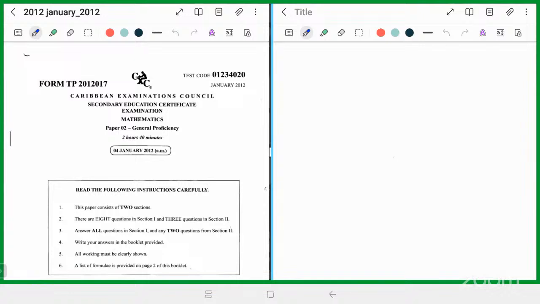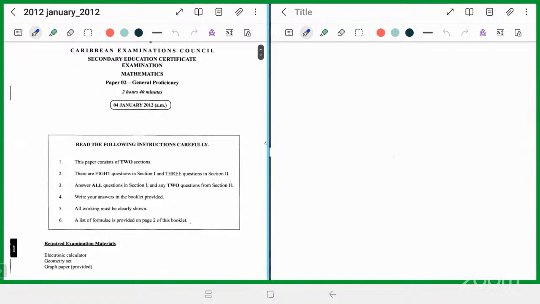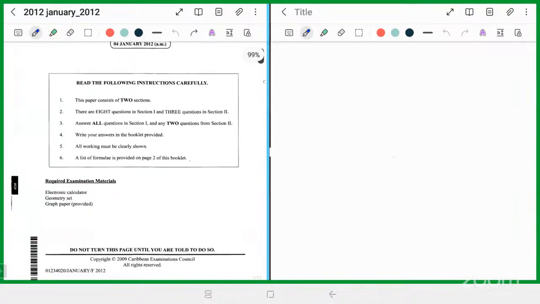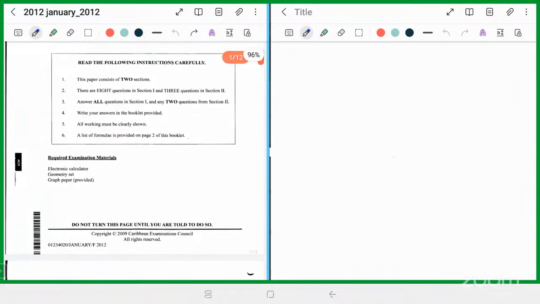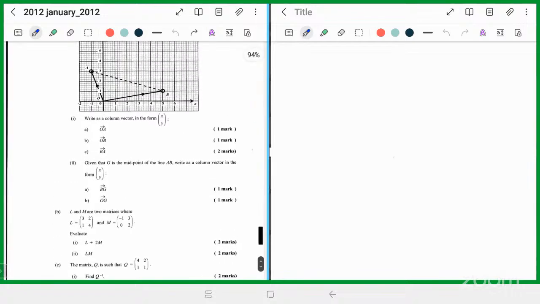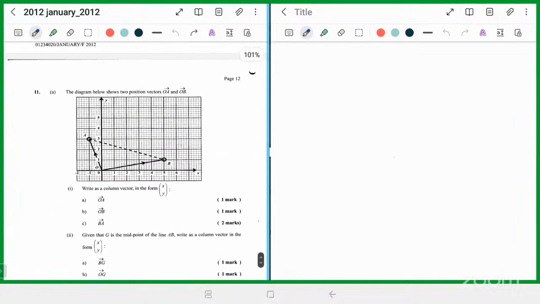All right, so we're going to work through this paper that I gave you. The questions are from January 2012. And as usual, I'm going to start working from the questions at the back. So I'm going to start at number 11 right here.